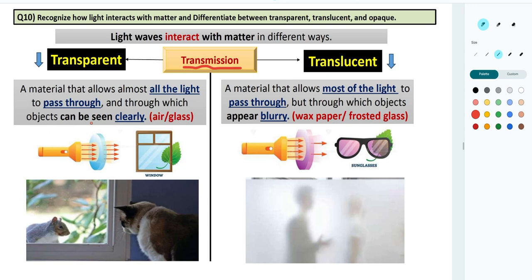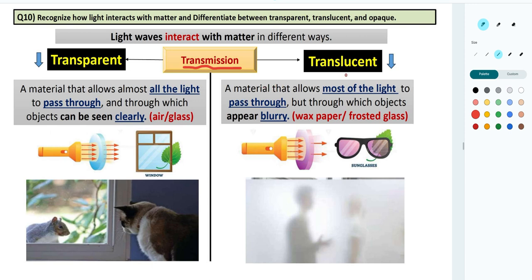Now we also need to understand, even when there's transmission, there is a small amount of absorption and reflection here. But with these transparent objects, most of the light, the primary interaction that takes place is transmission, because most of the light is going through.